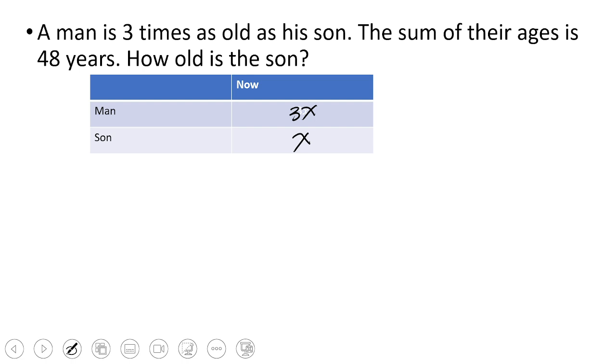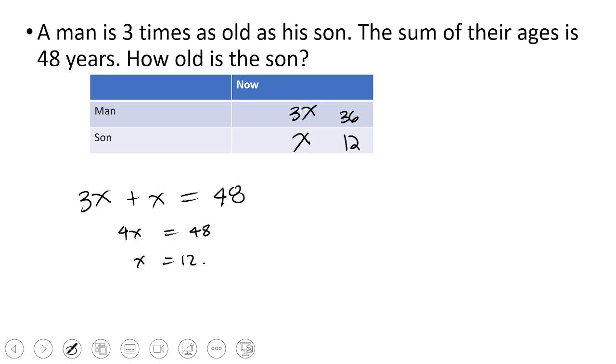So the age of the man is 3x. The age of the son is x. So if we add them, we should get 48. So again, applying algebra, we get 4x is equal to 48. So x is 12. So the age of the son is 12, and the age of the man is thrice that. So that should be 36.